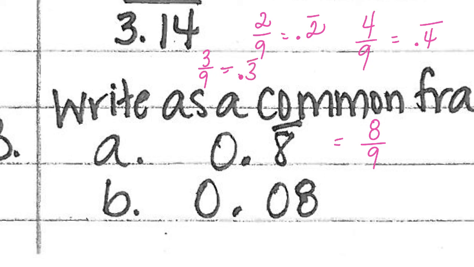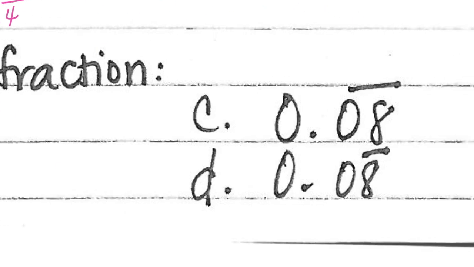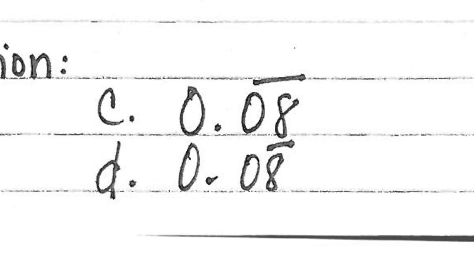Nice. 0.08 reduces down to 2/25. And the last two that we're going to do today, 0.08 repeating is 8/99, and 0.08 with just the 8 repeating is different. It's going to be 4/45 when you reduce it. So you can use that trick, that repeater trick that I showed you in the beginning.